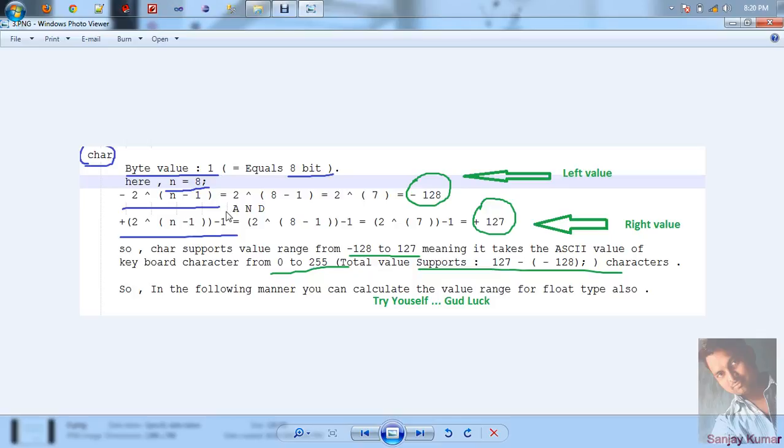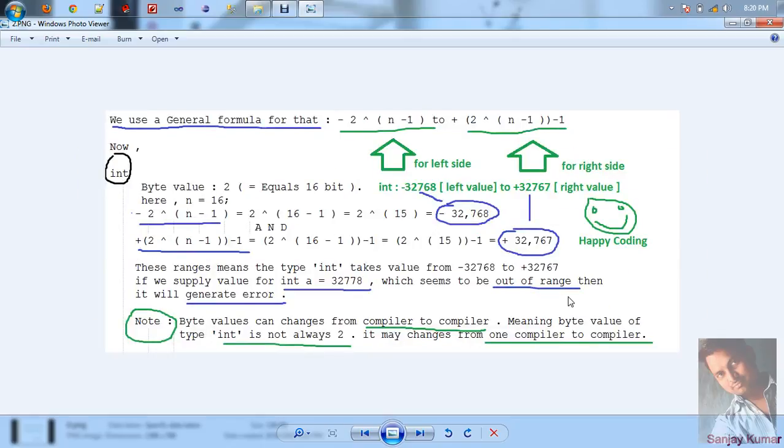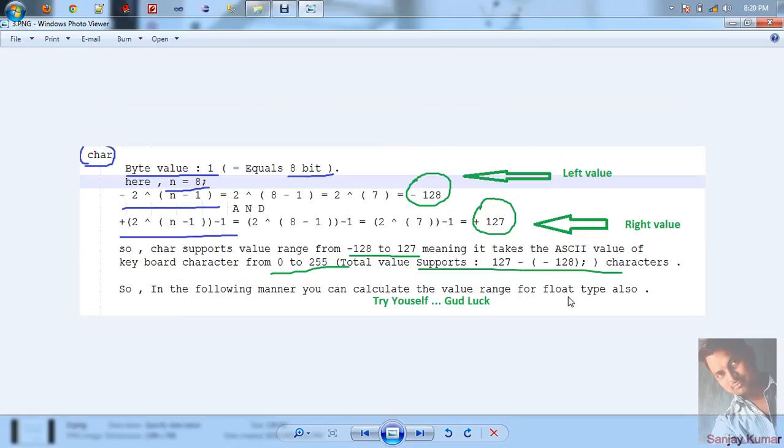As an assignment from my side, you have to calculate the value range of float. Try it yourself, good luck with that work, and calculate the float range on your own. I have shown you how we can get the values of integer and character, so for your assignment, try it for the float value.